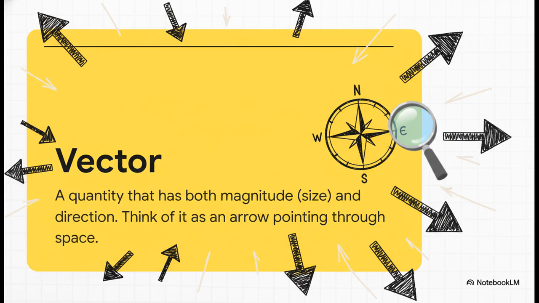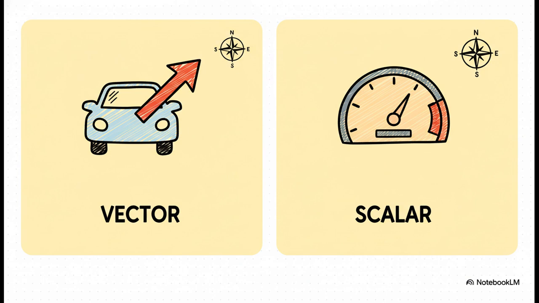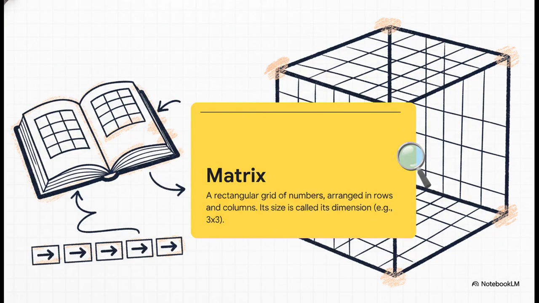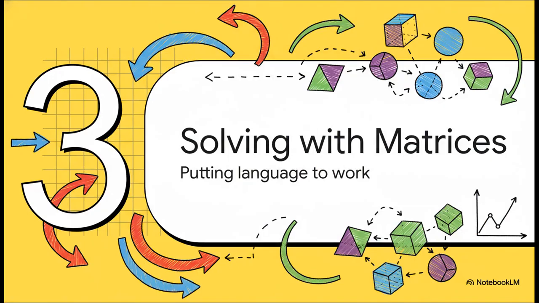Think velocity or force. And that is the key difference between a vector and something called a scalar. A scalar just tells you how much, like your speed is 60 miles per hour. But a vector, well, that adds the crucial direction. Your velocity is 60 miles per hour north. One is just a number, the other tells a complete story. So, what happens when we group all these vectors and scalars together? You get a matrix. It's basically an organized box of data. If a vector is a single instruction, then a matrix is the entire instruction manual, all laid out in a perfect grid.